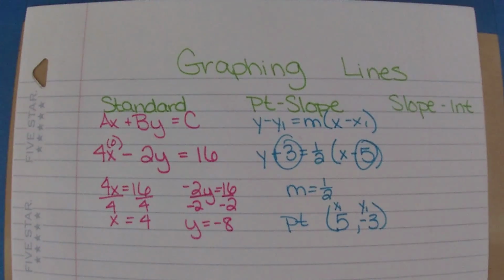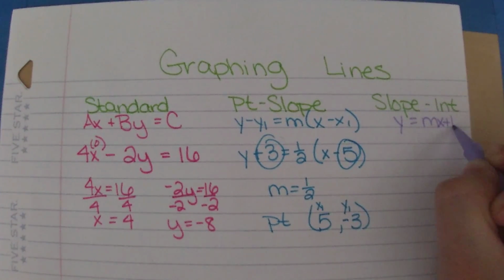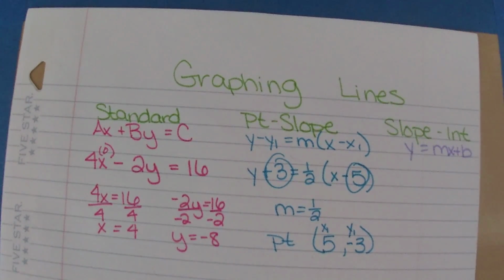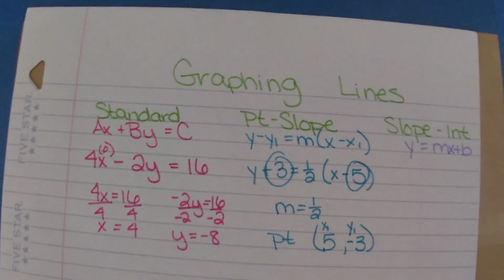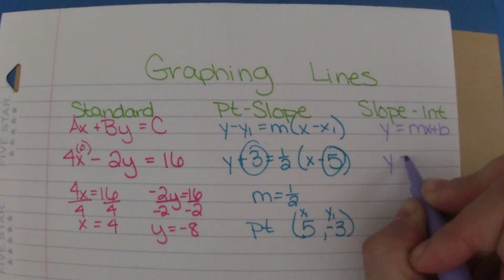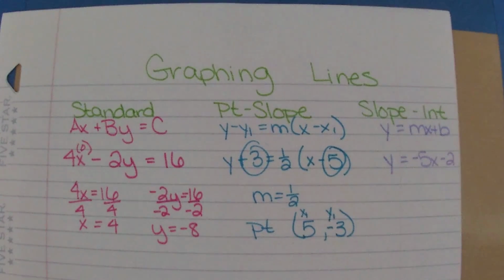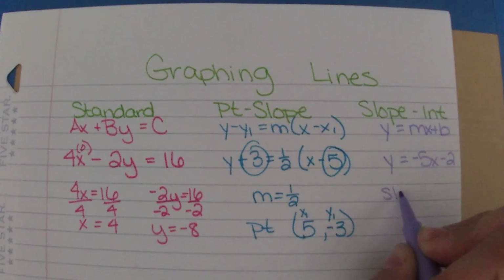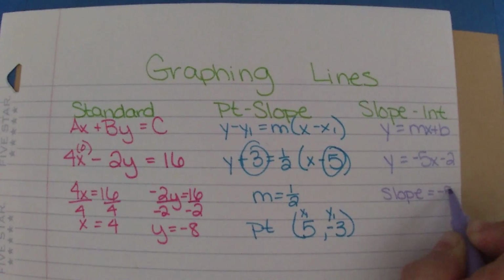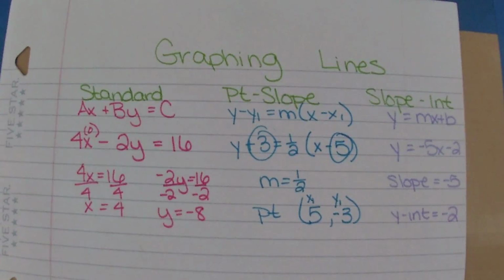Then our last one, which is slope-intercept form, which is the beloved formula. This is the one I hope we remember. This is the one we've used the most. Slope-intercept form is y equals mx plus b. We can find a slope and we can find a y-intercept. So maybe if we have y equals negative 5x minus 2, right, we can say that our slope or our m value is negative 5, and our y-intercept or our b value is negative 2.